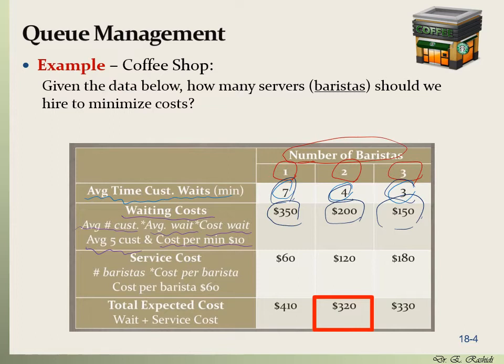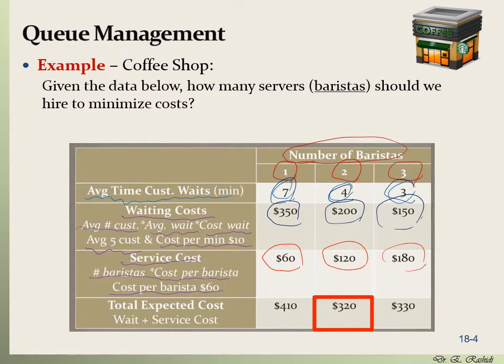Now we want to compute the service cost. So service cost is just going to be the number of baristas multiplied by cost per barista. Assume that the cost per barista is $60. We have to pay $60 for each barista. So if you hire one barista, it's going to be $60, two baristas $120, and three baristas $180.